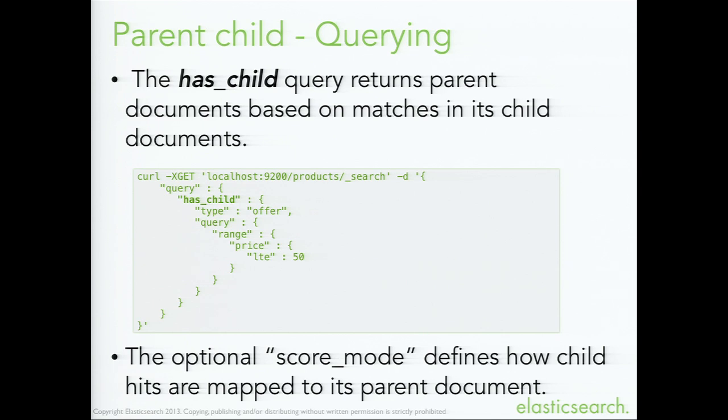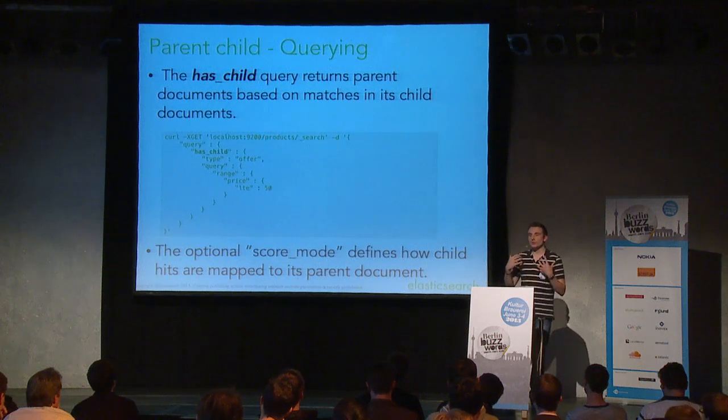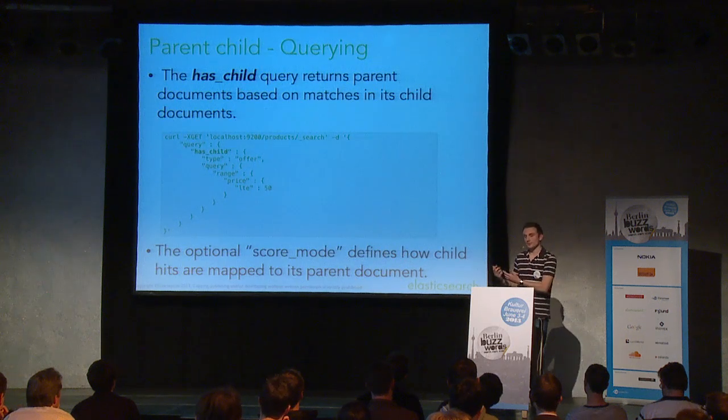This is basically what I want to tell about parent-child. I mean, it's short. I don't have that much time. What I want to mention is that there's also a has-parent query, which does the opposite of what the has-child query does. So it returns child documents based on matches in a parent document.